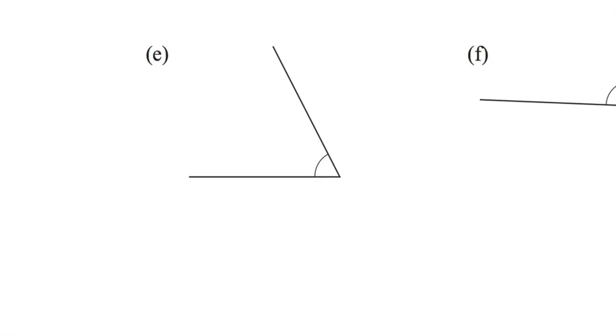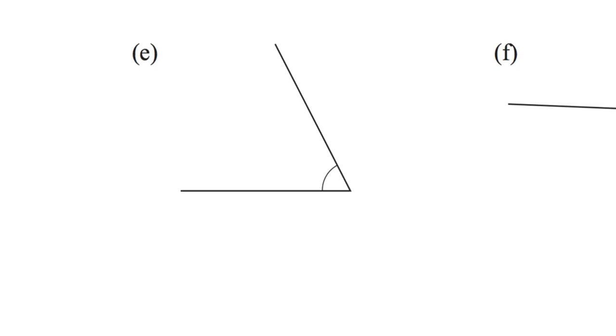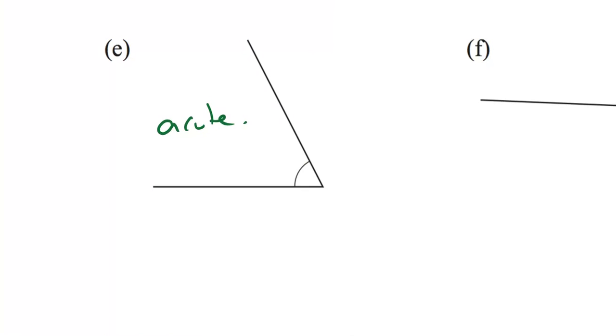If we take a look at E, E is nowhere near a full quarter turn. It must be somewhere between 0 and 90. So E is an acute angle. Finally, F is getting close to a half turn, but it isn't quite there yet, which means it's less than 180, but bigger than 90 degrees. This is an obtuse angle.